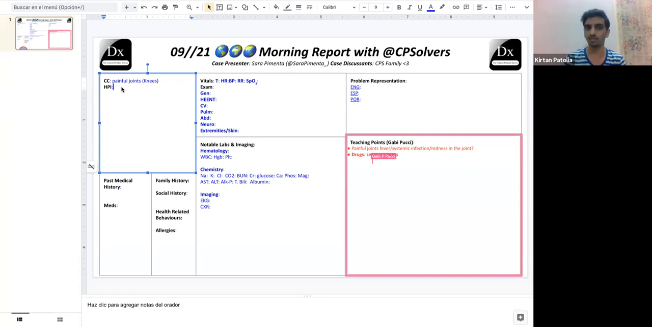So there are various ways in which we can approach painful joints, and the key will be the time course and the distribution of joints. Right now we are dealing with the knees, so that limits our differential. But as we get the HPI, we can gather more clues whether we are dealing with infection, inflammation, or something weirder, like autoimmune causes.